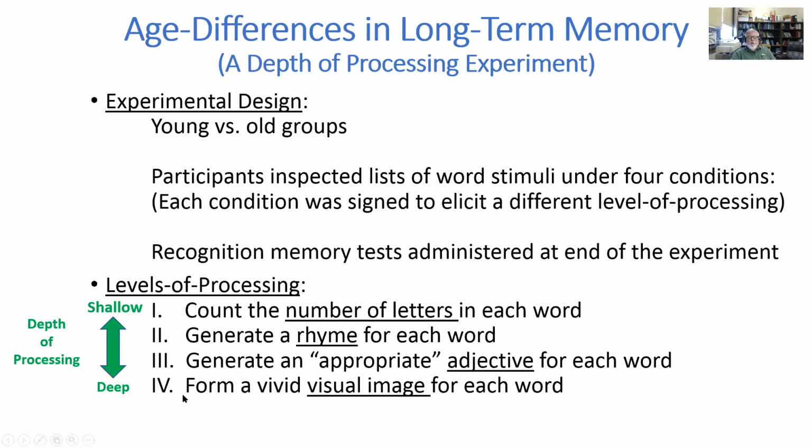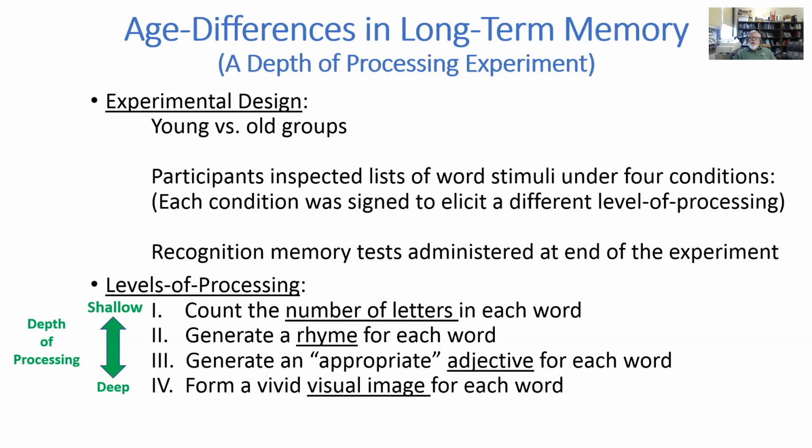And then finally, the 4th level of the experimental manipulation was to ask people to form a vivid image in their mind's eye of each object in the list of words to be remembered. So again, using the car example, you might envision a nice, fast, shiny Ferrari, close your eyes, imagine it on a racetrack, some visual elaboration. That takes a lot of cognitive effort to do, and that's shown to be even more effortful than generating a rhyme or generating an appropriate adjective.